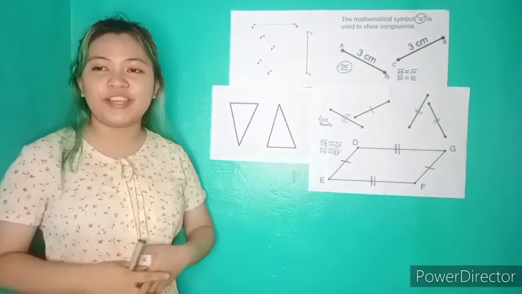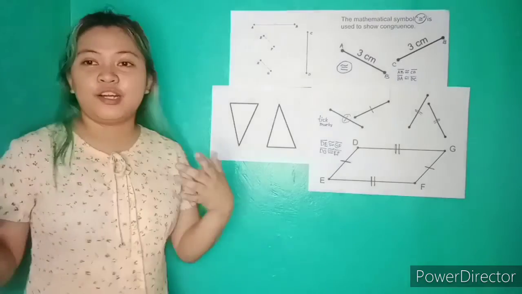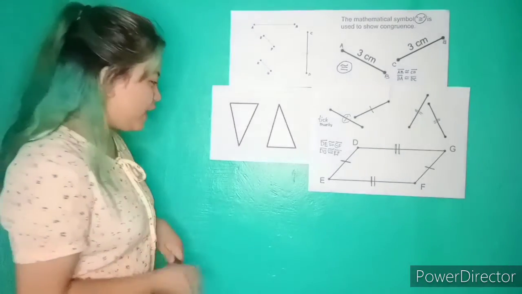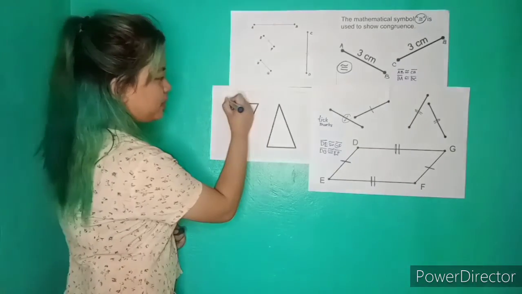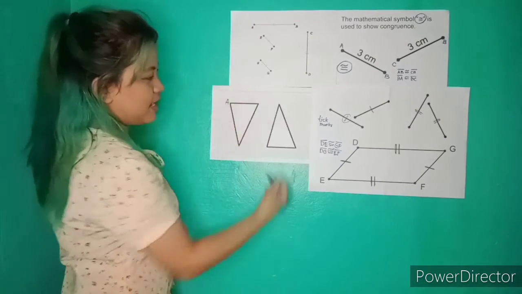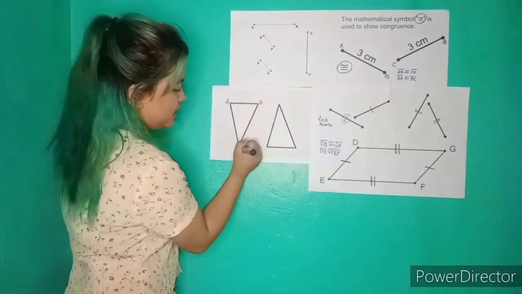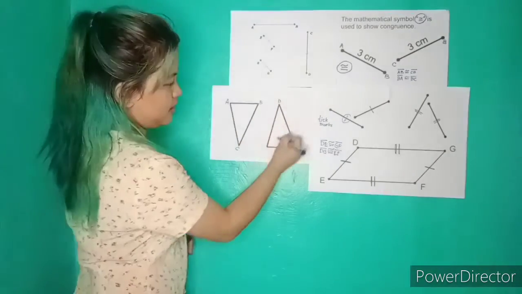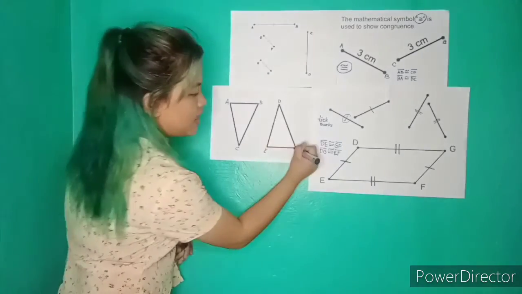I want you to identify where we can find the line segments here. So I'm gonna put here, okay, let's put some names to it. This is A, B, C. This is B, E, F.